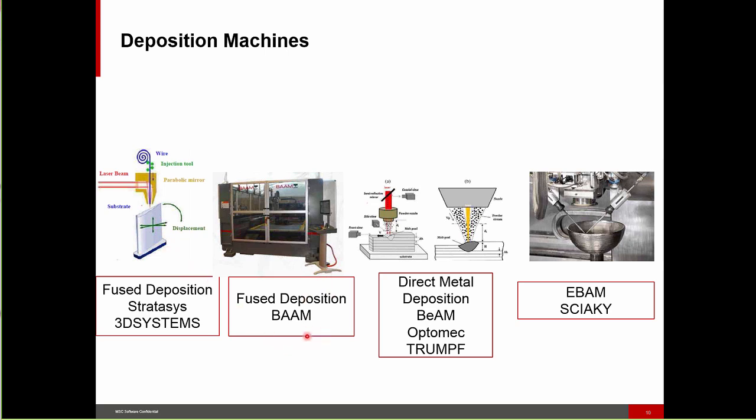Other machines that are a lot in the news is the big area additive manufacturing. It's also fused deposition, but a larger bed. There are direct metal deposition techniques, and often they're combined with grinding machines or other types of machines to improve the surface finish. And there's this other EBAM machine, which is also quite well known for manufacturing larger parts. These are all processes that are better suited for either utilizing Simufact Welding or the Marc.